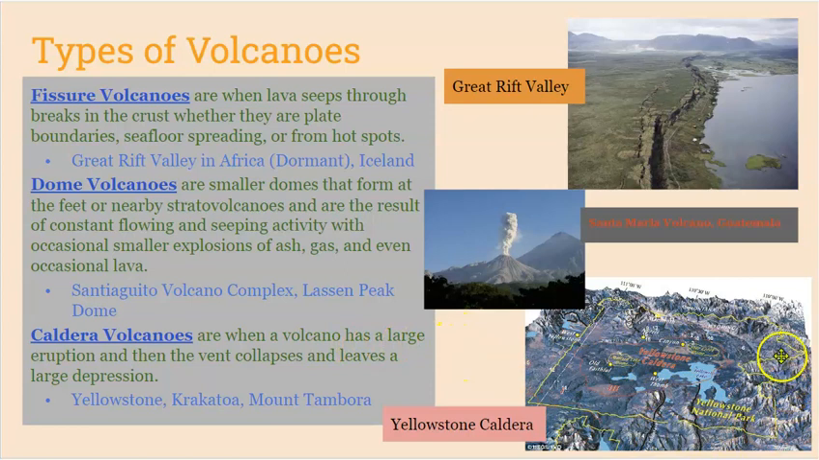This is actually a map of Yellowstone. So like the yellow line is the boundary of the park, and then if you look carefully, you can see a red line inside the center of the park, which is the Yellowstone caldera. The Yellowstone caldera is quite large.